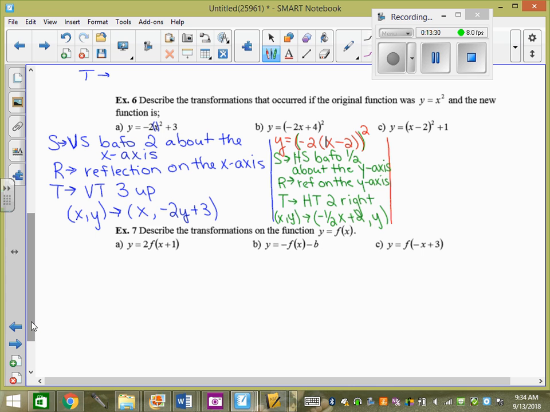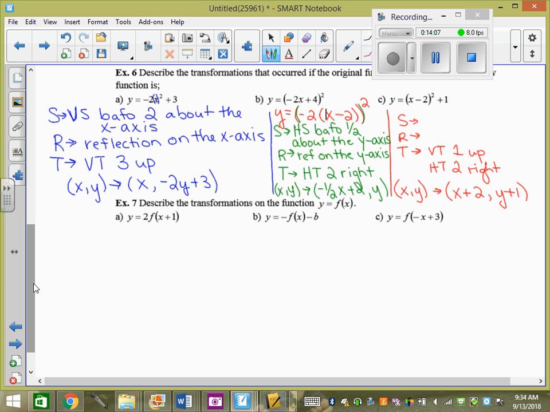C. Stretch? No. Reflection? No. Translation? Yes. Vertical translation, 1, what? Up. Horizontal translation, 2, right. So my mapping is going to be x, y. Anything vertical affects the y, anything horizontal affects the x, right? So I'm going to get x plus 2, because I do as I say. y plus 1. Always do as you say. Don't be a hypocrite. Do as you say.